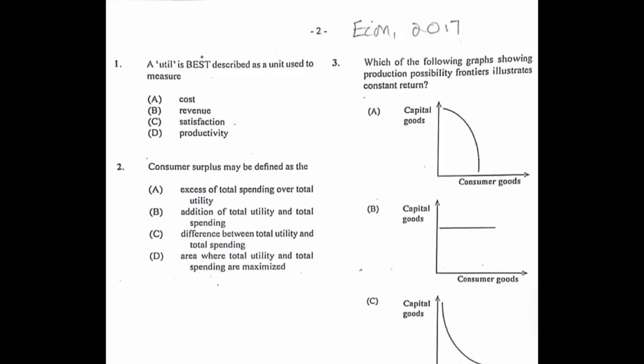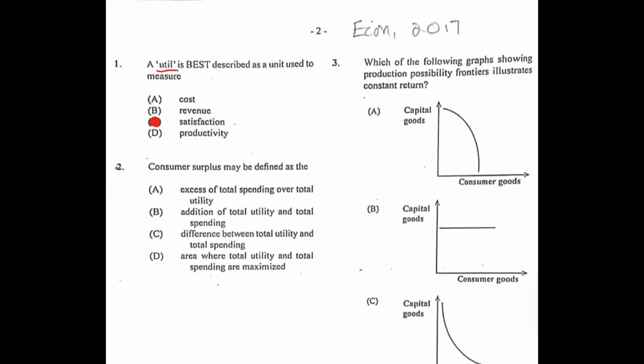So, a util is best described as a unit to measure C, satisfaction. The answer is satisfaction due to the fact that a util is a concept under marginal utility theory where the cardinalists view the util as the unit that they use for satisfaction, and this util is supposed to show the amount of utility or satisfaction a consumer derives from a certain good in actual numbers. So this is the cardinalist view of satisfaction.